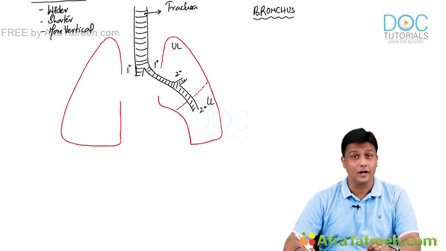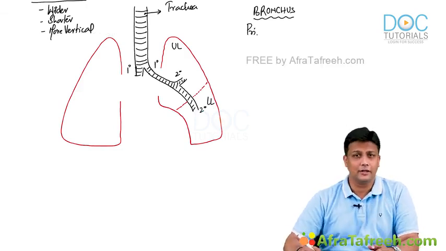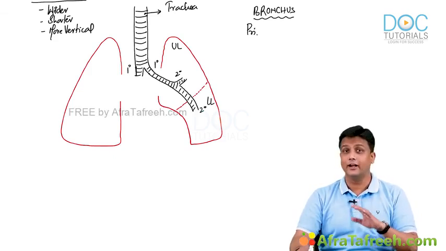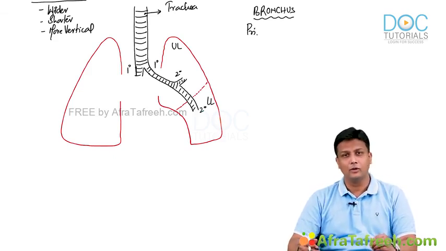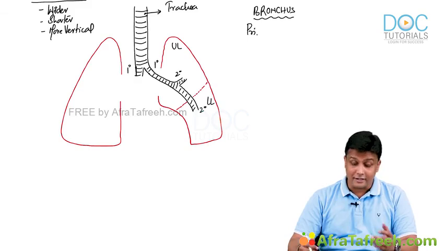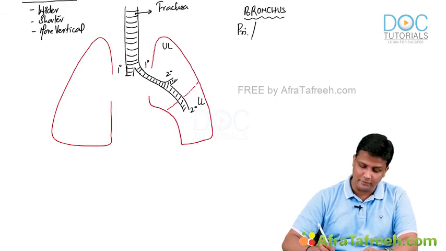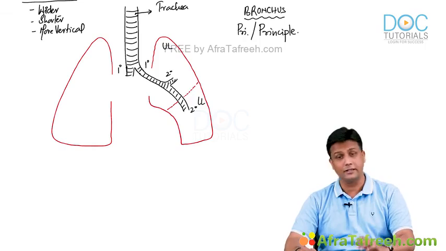I'm speaking about bronchus. So first of all, you have the primary bronchus. And the primary bronchus, you can very clearly see in my diagram, is the main one. It is the chief one which is supplying the entire lung. The right primary bronchus supplies the entire right lung. The left primary bronchus supplies the entire left lung. That's the reason why, because it is the chief one, the main one, it is also known as the principal bronchus.